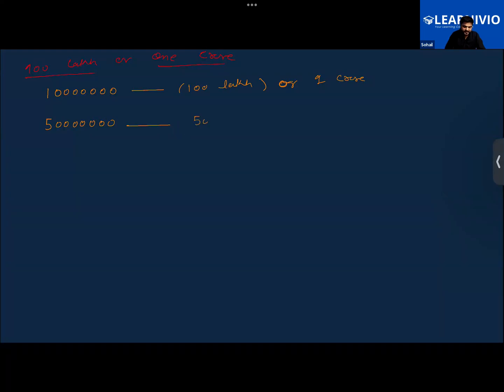This can be read as five hundred lakh or 5 crore. Okay, now.